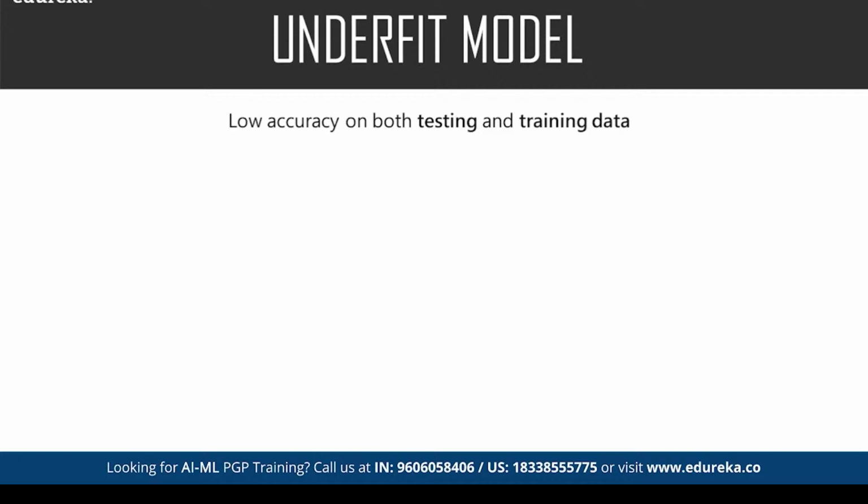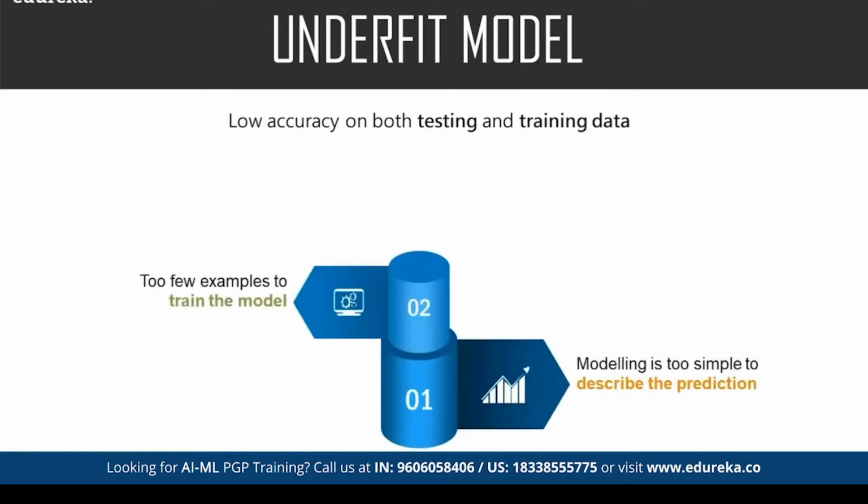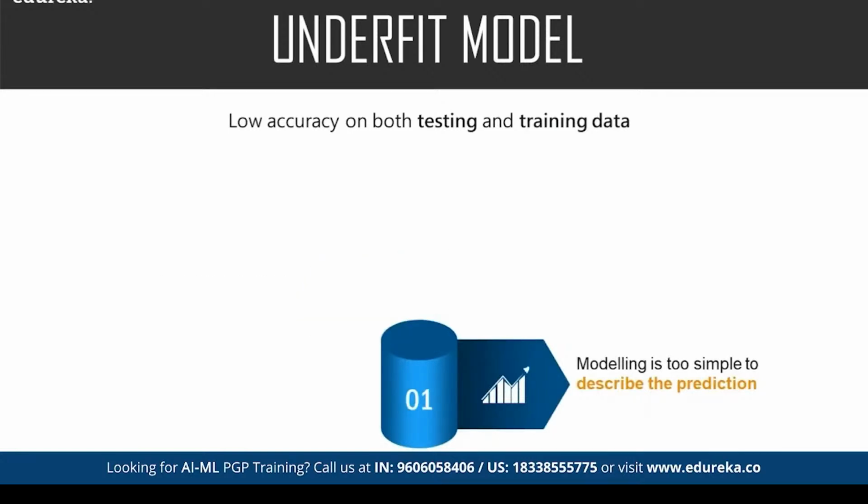And coming to the underfit model, let's see why we get such an underfit model. When we see underfit or overfit, it's again the bias and variance trade-off. What happens is the model becomes too simple to describe the predictions. Underfitting models provide low accuracy, because we evaluate on both testing and training data. No, we should not do that actually.